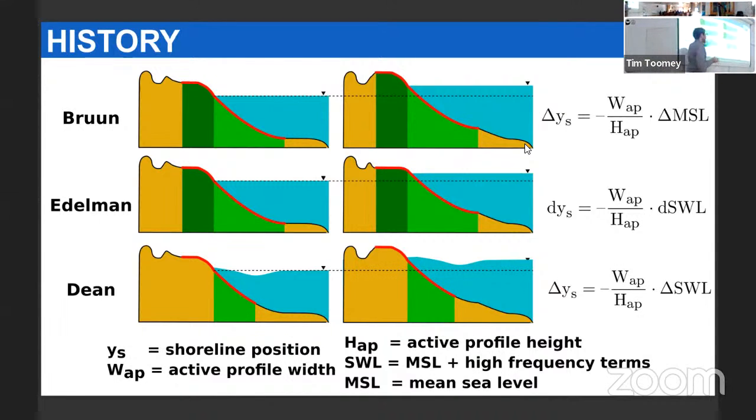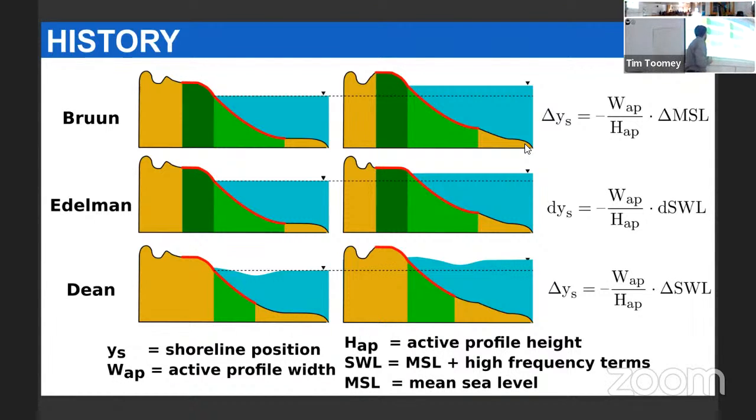So he assumed that there was no change in the profile, and also that no sediment was exchanged with the rest of the system. So, for example, for beaches at a river's mouth it is not the best approximation, but for most of our beaches it will suffice.